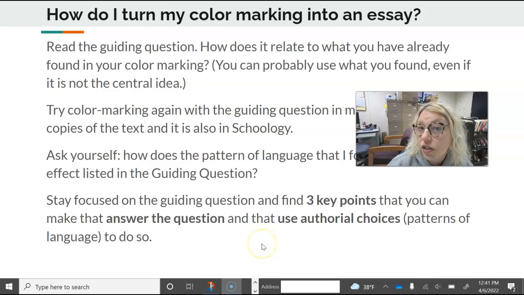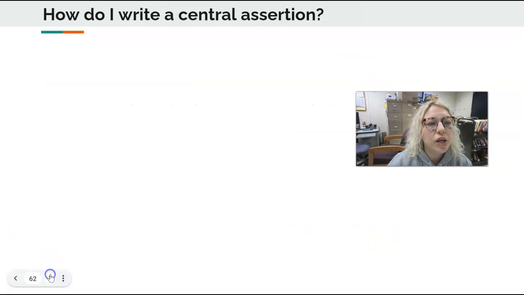Maybe they aren't 3 separate patterns of language. So that's maybe a new idea for you, that you can make that answer the question and that use authorial choices, patterns of language, technical aspects; there's a lot of synonyms for this term, authorial choices. Okay, let's take a look at some examples.